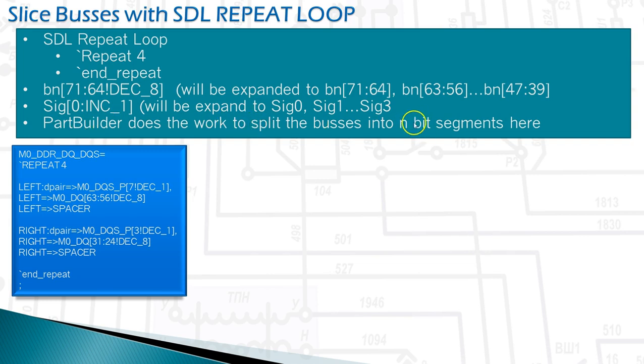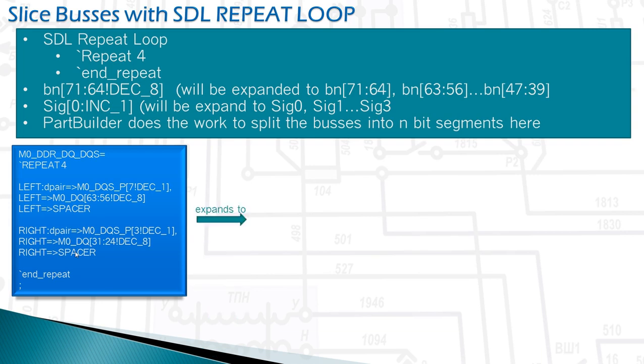PartBuilder does the work to split the buses into n-bit segments here, and we don't really have to do the math. So in this case, we're going to build a symbol for a DDR bus. So M0, DDR4, DQ DQS. On the DDR bus, we're going to have 7 bits of one DQS strobe. Then we'll have 7 bits of data, and we'll put a spacer. And on the right, we'll put the strobe, 7 bits of data, and a spacer.